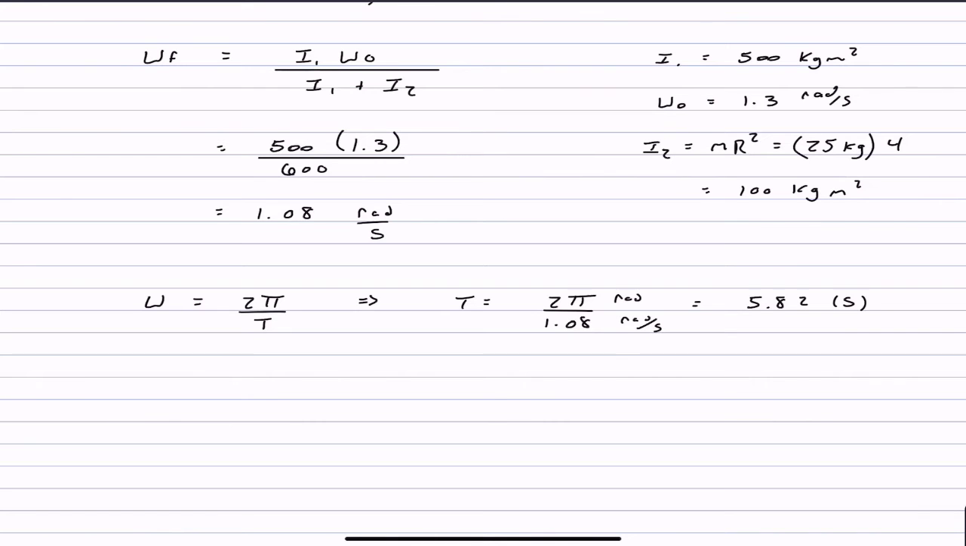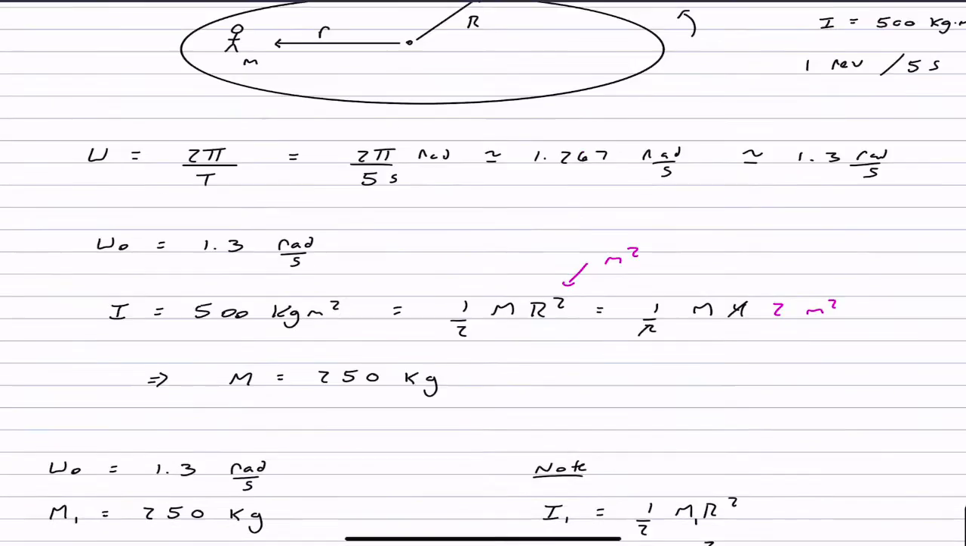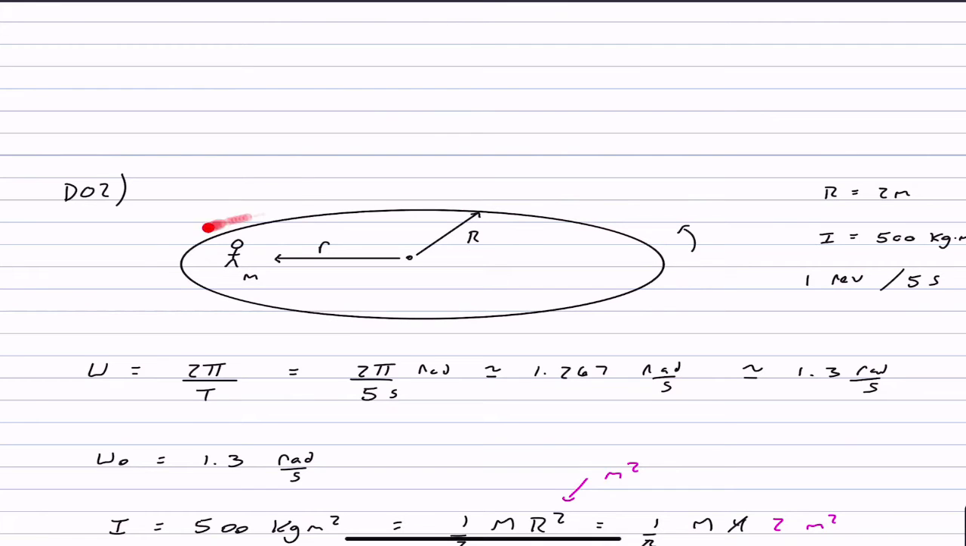So we've gone from, initially it was 5 seconds to make 1 complete revolution. Now it's almost 6 seconds to make 1 complete revolution. Again, that makes sense.